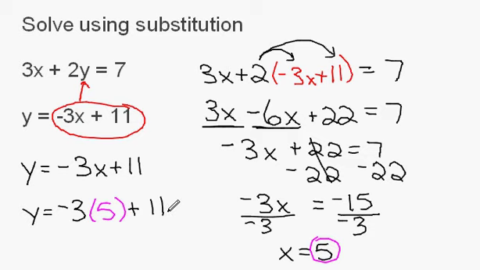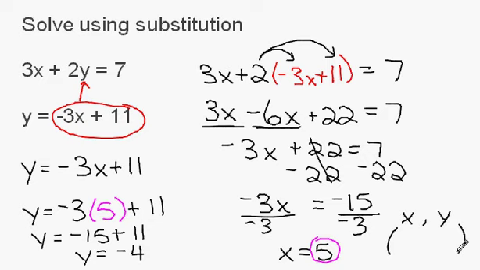Now we have to multiply first. Y equals negative 15 plus 11, which is a negative 4. Now we're almost done. We have to make it into a coordinate, which is x comma y. So x comma y, 5 comma negative 4. Now that is our answer.